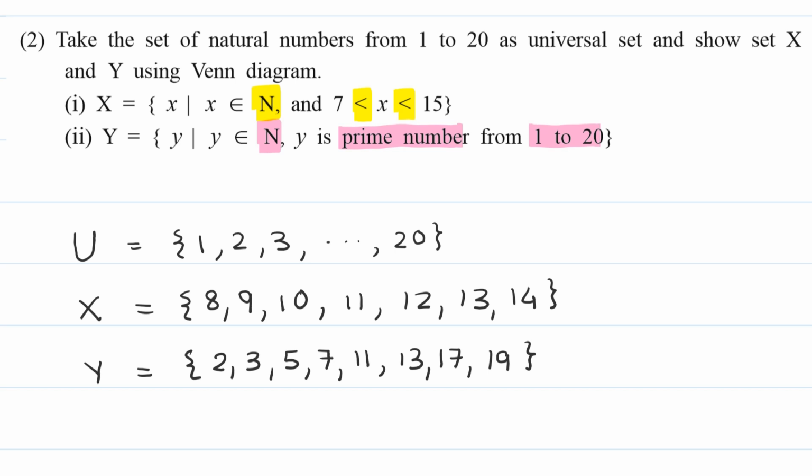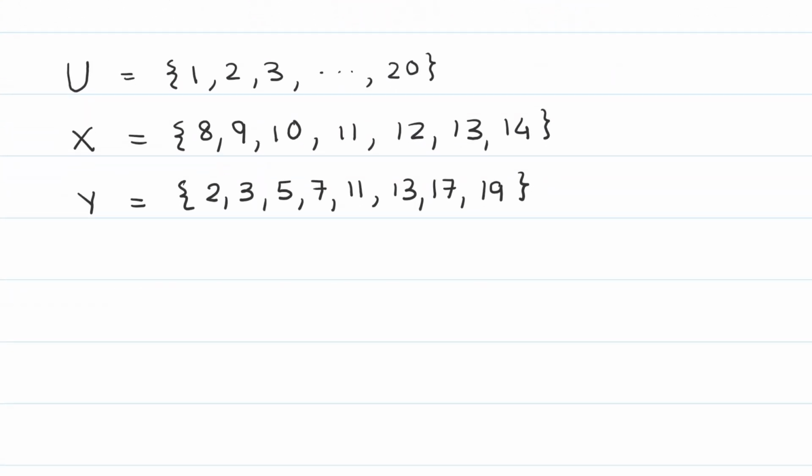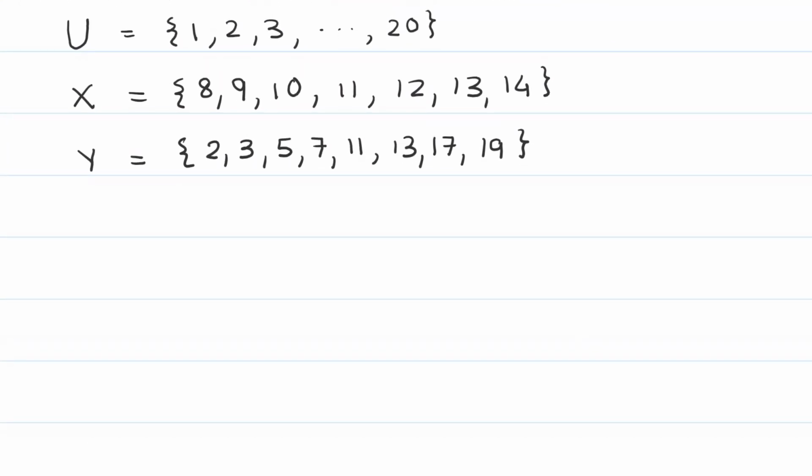Now we'll represent U, X and Y using a Venn diagram. In a Venn diagram, we show the universal set by a rectangle and the remaining two sets X and Y by either an oval or a circle. The first set is X.